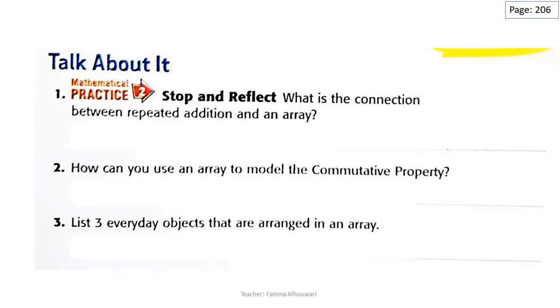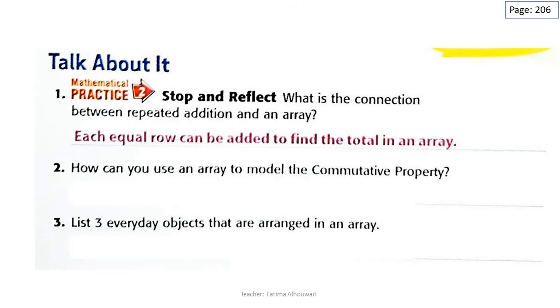Let's discuss this question. It's grade 3. What is the connection between repeated addition and an array? As you know, in repeated addition, we have equal groups and arrays have equal rows. So each equal row can be added to find the total in an array. Excellent, grade 3. Let's see the next question.